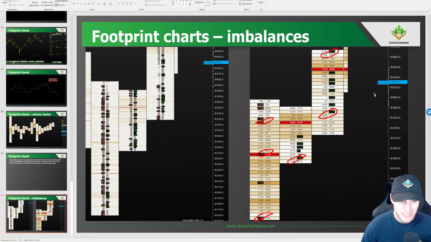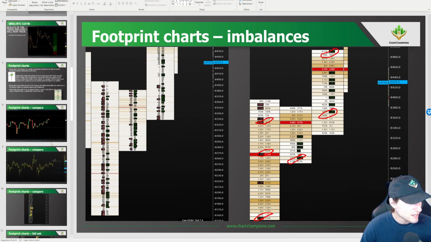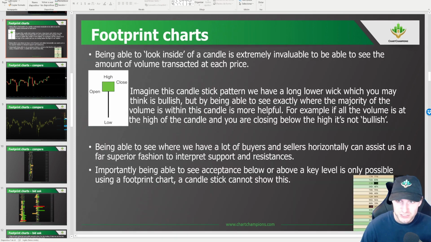You get whole setups from this, but I'm going to dedicate a whole live stream to that because it's quite complex, with all the tools that you have to use together. But imbalances are really key, and it's not horizontally how these are worked out, it is diagonally between the prices. So it's diagonally there, not horizontally. I imagine there's going to be a lot of questions.